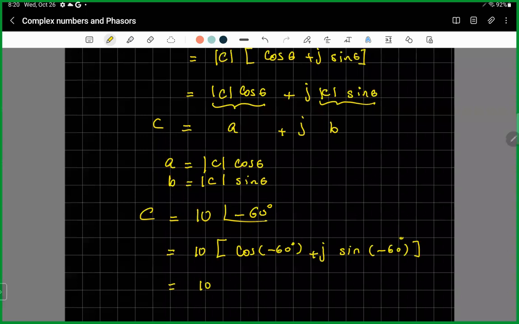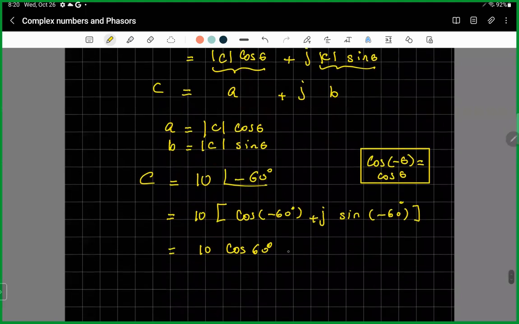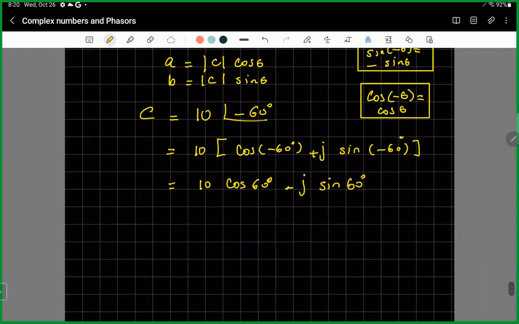We know before that cosine negative theta is the same as cosine theta. All right, we don't have problem with that. So I would say it's equal 10 cosine 60. But for sine, you get the negative out. So we have sine negative theta is equal negative sine theta. I know I had this before, but it's in our way, so just to review it.